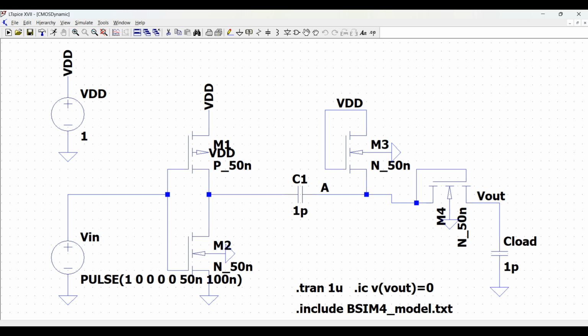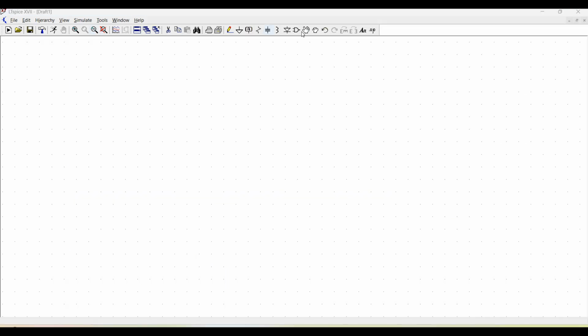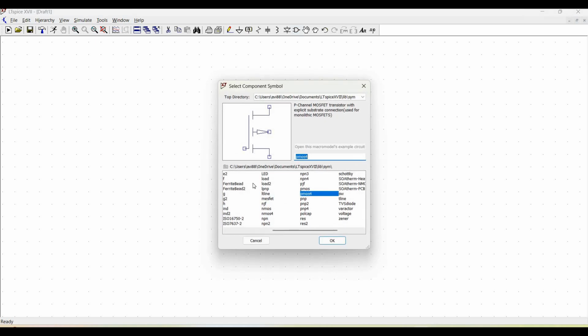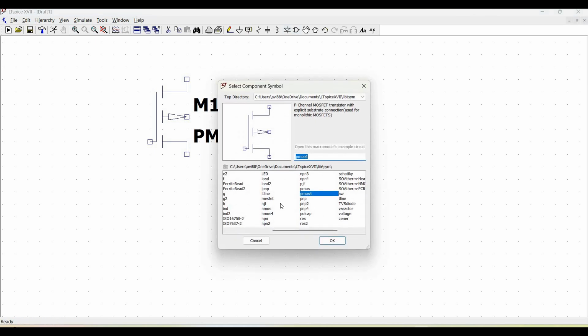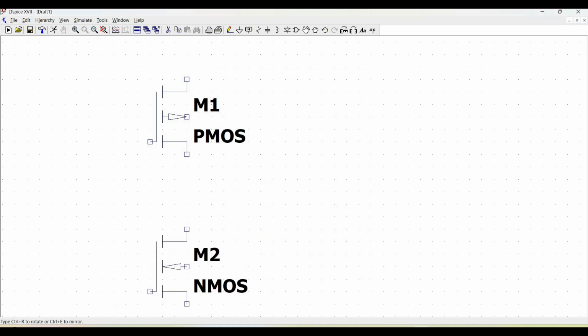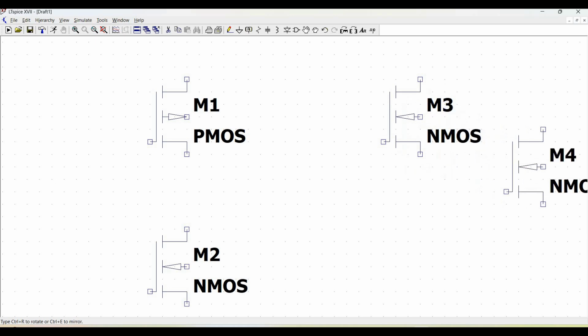Welcome to this channel. In this particular tutorial, we will design a CMOS dynamic logic delay cell. This circuit, specifically a transmission gate controlled inverter, drives another inverter with a load capacitor. This particular circuit is used to understand or study propagation delay and dynamic storage behavior.